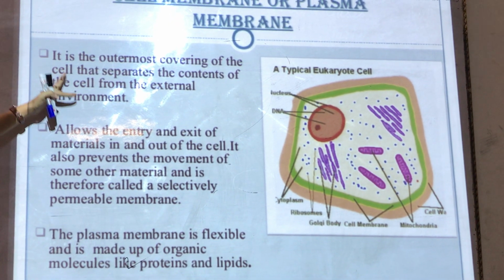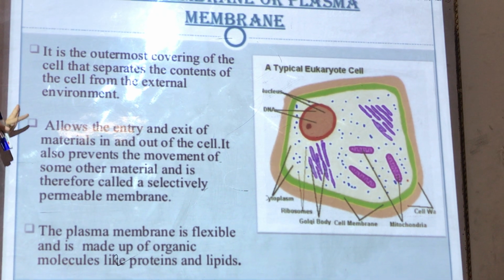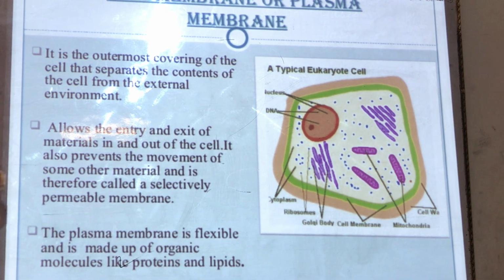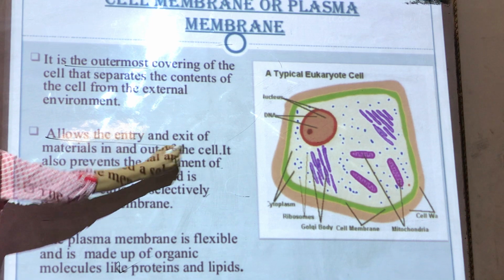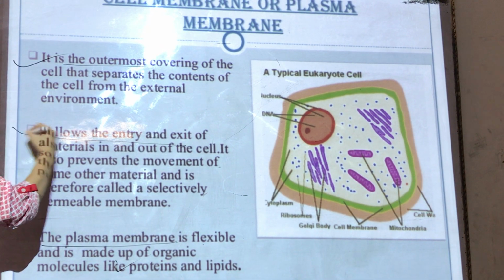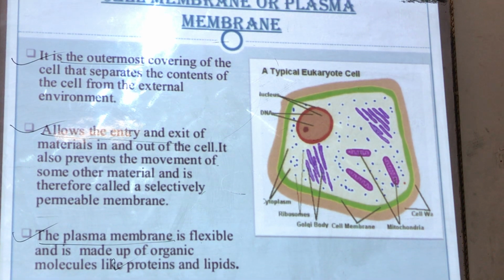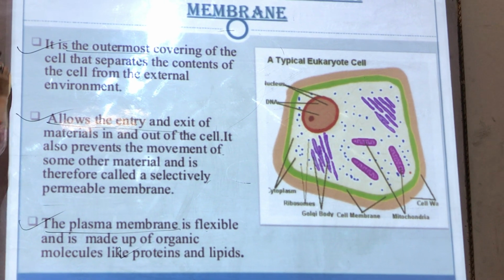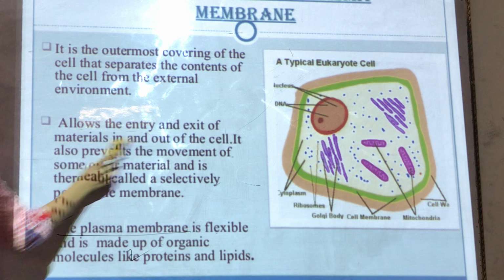Now, it is the outermost covering. We have already studied that. It allows the entry and exit. The plasma membrane is flexible. So these are the three basic characteristics we can say of the plasma membrane.